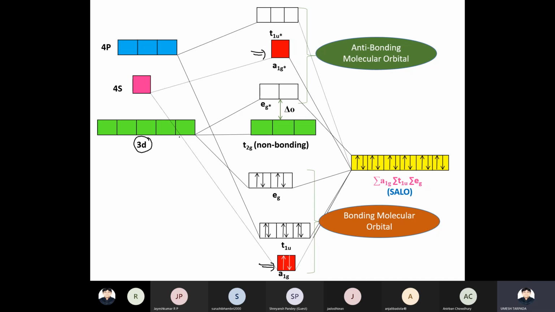Now next, you can have the 4p orbital, that is you can say px, py, and pz. So they are transformed into, see, they are coming to T1U. Okay, this is the T1U level, and the 3d orbital is split into EG and T2G. So it's an EG level. See, this is an EG level. Okay, just look at the diagram.